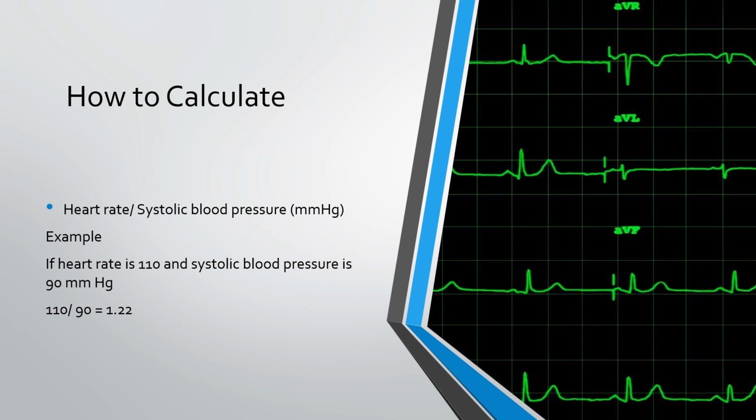0.5 to 0.7 is believed to be a normal shock index. Higher numbers have been shown to be more sensitive than vital signs alone in diagnosing occult shock, need for transfusion and/or operation.